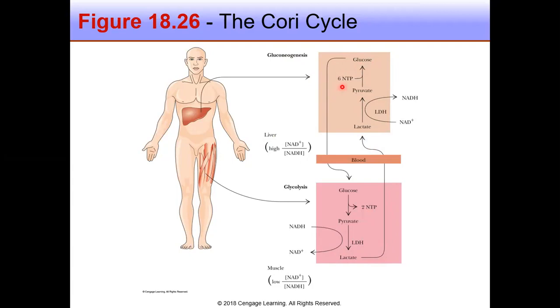It consumes how many? 6 NTP. What is this N? N for nitrogen base. You remember this process consumed 4 ATP plus 2 GTP. So this N could be adenine or guanine. And this N down here is only adenine. So this is 2 ATP. Now, after glucose is synthesized in the liver, it goes all the way through the blood back to the muscle, where it is used for another exercise, and so on. Notice here, in the muscle, we have a low NAD plus to NADH ratio.